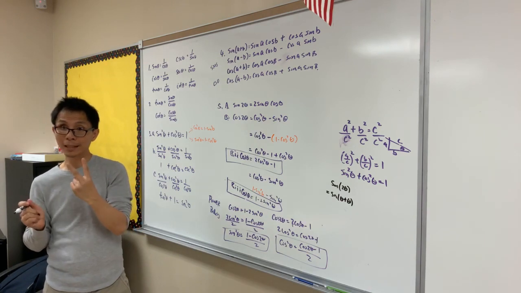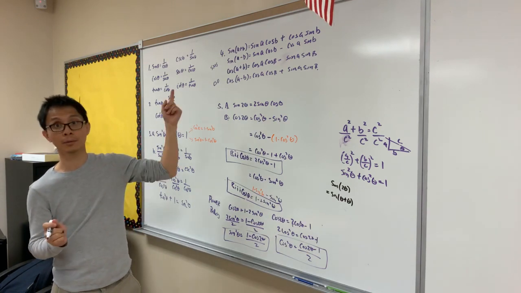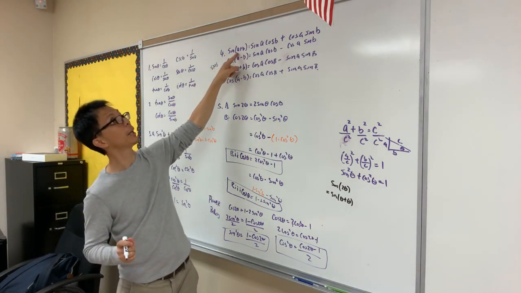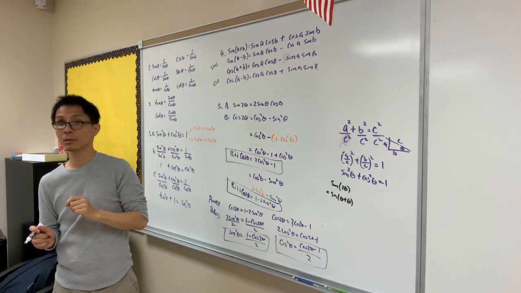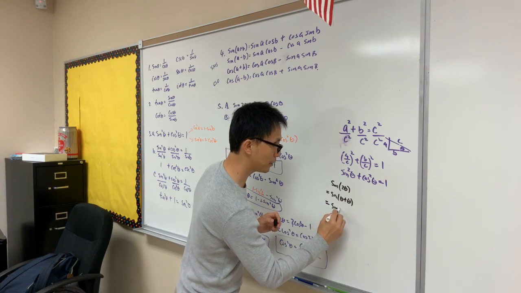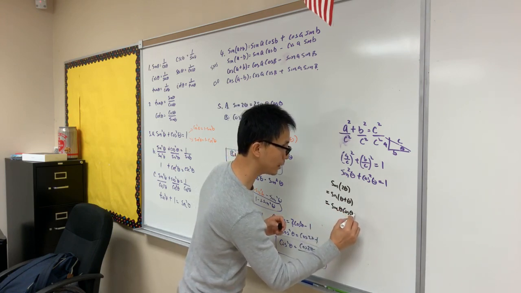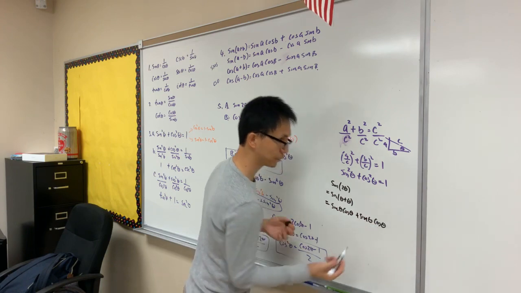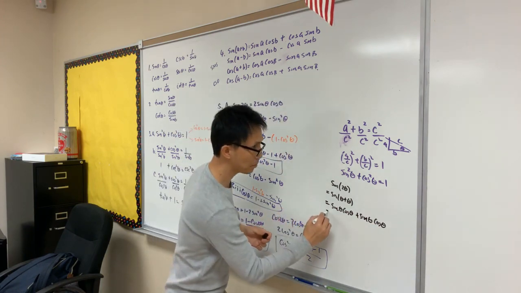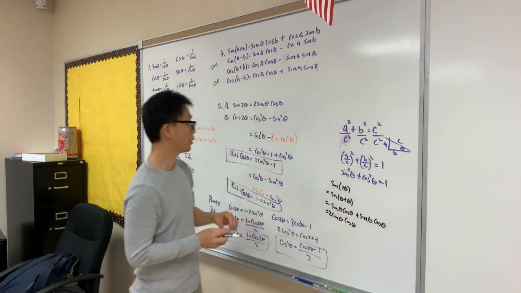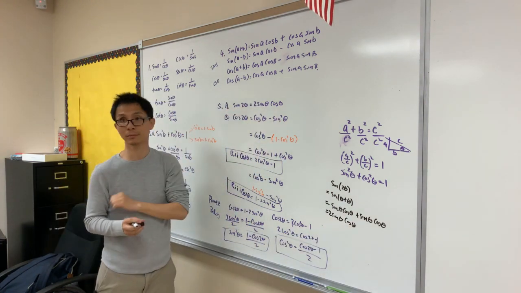Now if it's 2 angles added together, which one can I use? Sum and difference, right? Which sum and difference will I be using? A plus B, right? So A plus B, that's equal to what? Well, sine of theta cosine of theta plus sine of theta cosine theta. And that becomes 2 sine theta cosine theta. And we just proved this one.